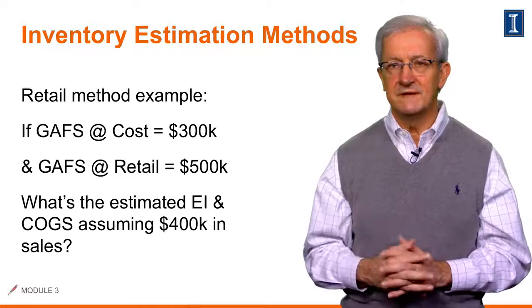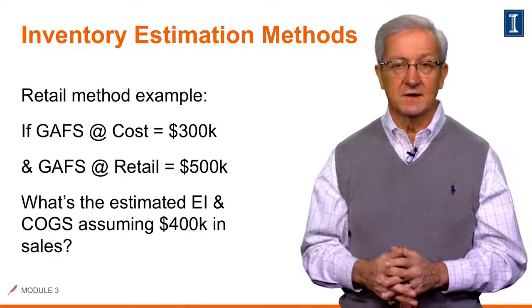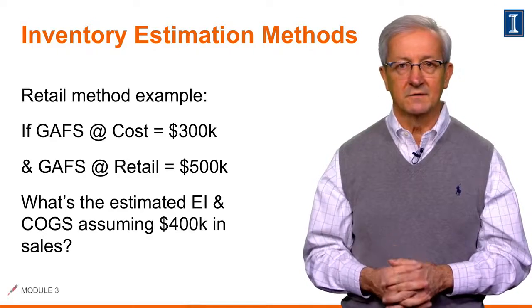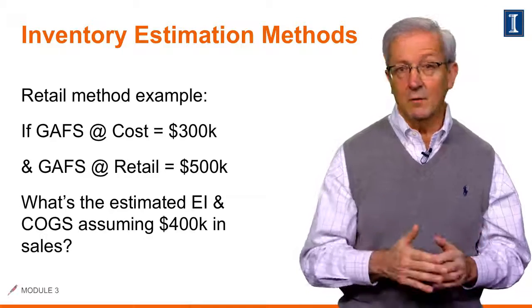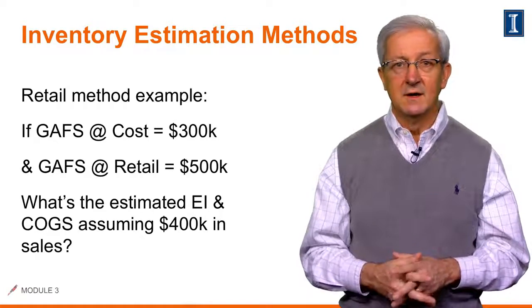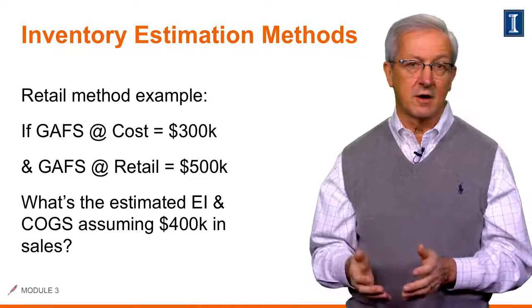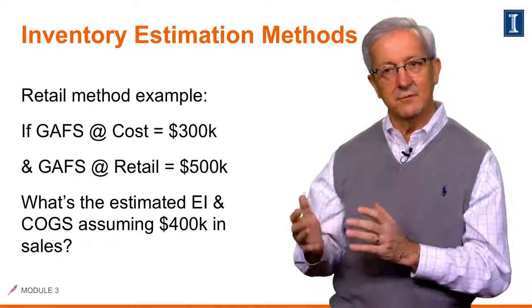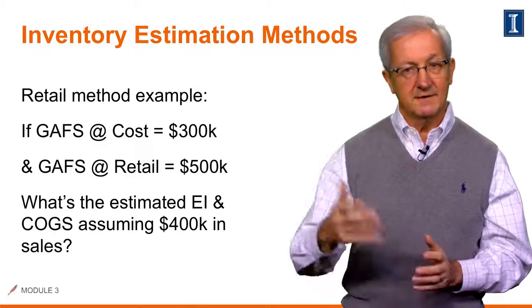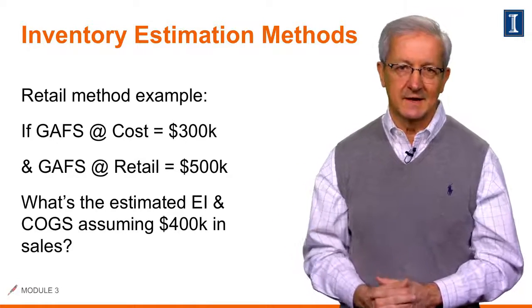So let's review a retail method example with the following key data. Let's say your goods available for sale at cost are $300,000. Your goods available for sale at retail, what you're charging your customers, is $500,000. Based on this above data, what would be the best estimate of our ending inventory and our COGS, assuming a sales level of $400,000? I'm going to give you several minutes to work on this retail method, and then let's review the calculation together.